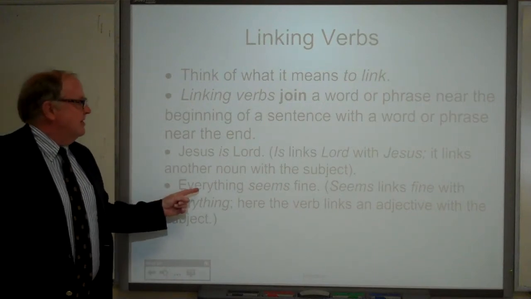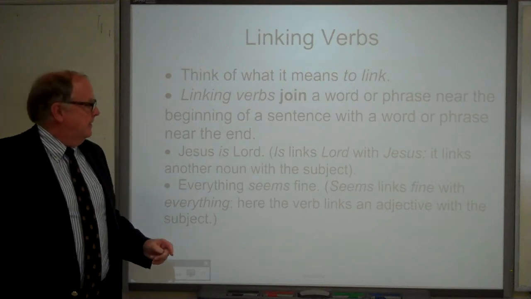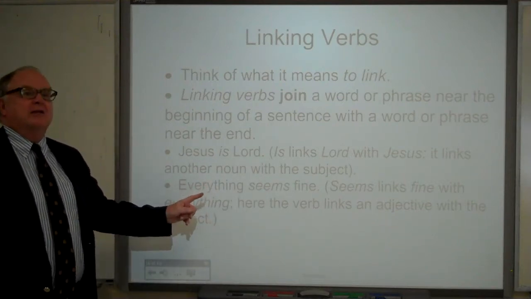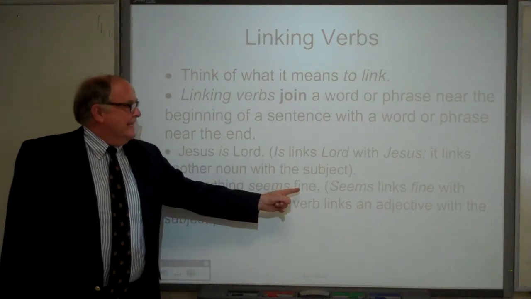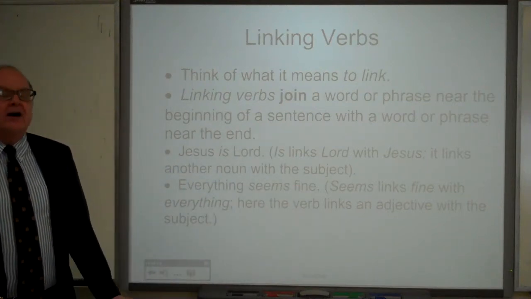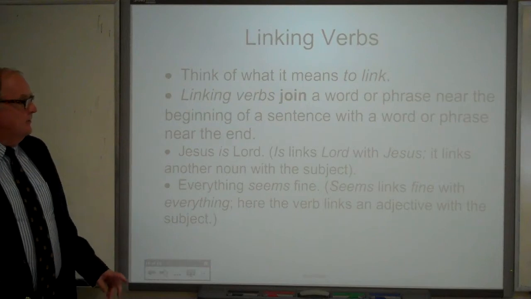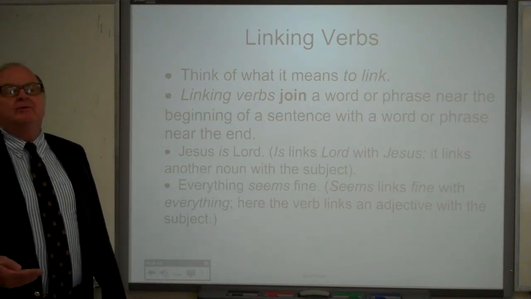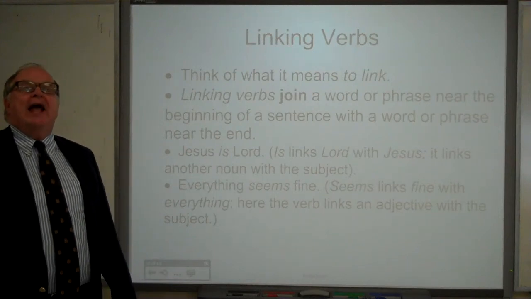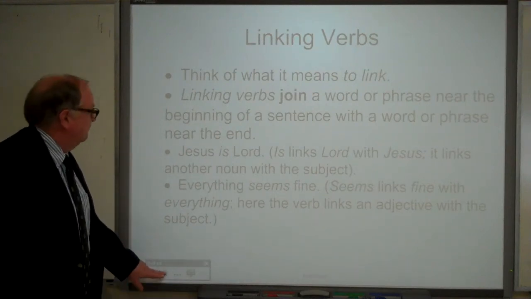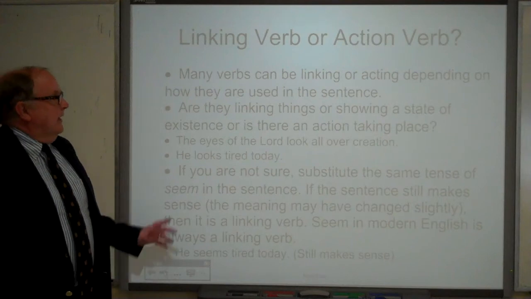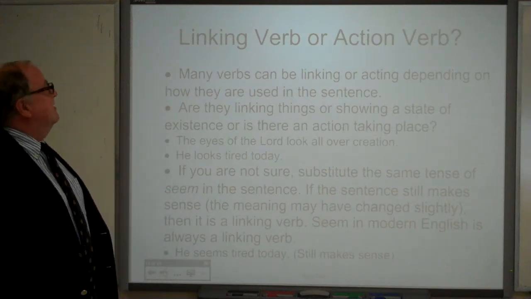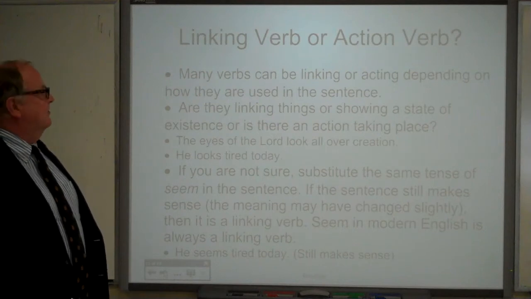Okay, in this sentence, everything seems fine. Seems is the linking verb. In this case, it links the subject, everything, pronoun, with the adjective, fine. Okay, so linking verbs sometimes link nouns to the subject, sometimes they link adjectives to the subject. And many verbs can be linking verbs or action verbs depending on how they are used in the sentence.